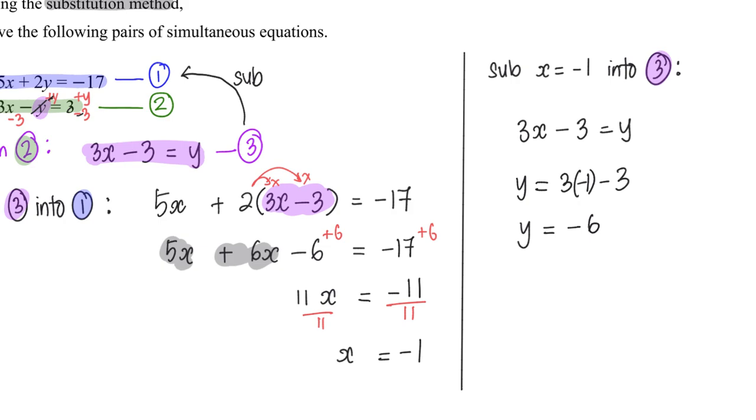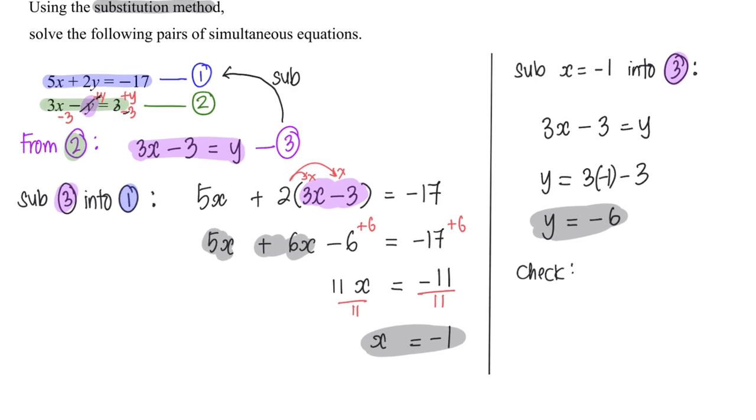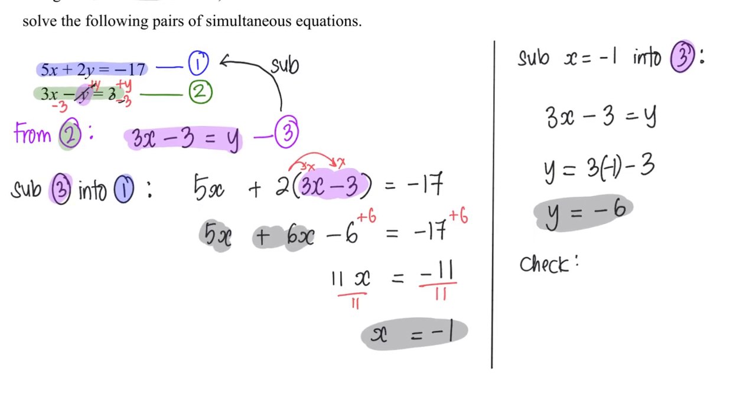Once we have successfully found the value of y and x, the last step is, of course, for us to really check to make sure that it is correct. I substitute back into the original equation. So the first equation is 5x. In this case, negative 1, 5 times negative 1 plus 2y, 2 times negative 6. Does it give me back negative 17? Yes, it does.